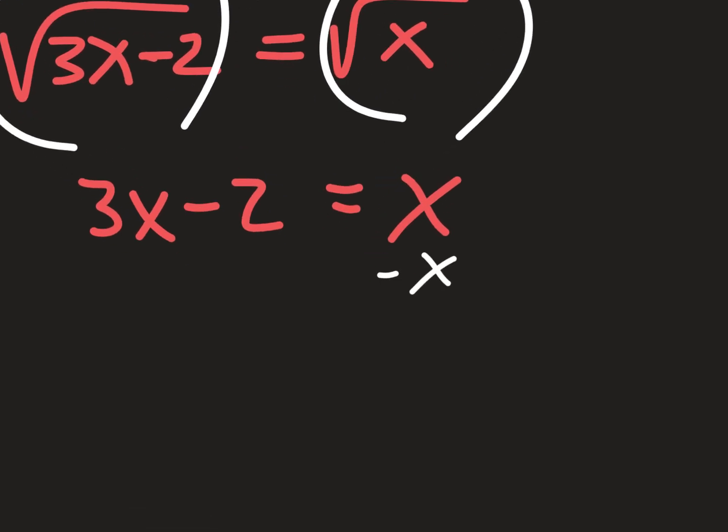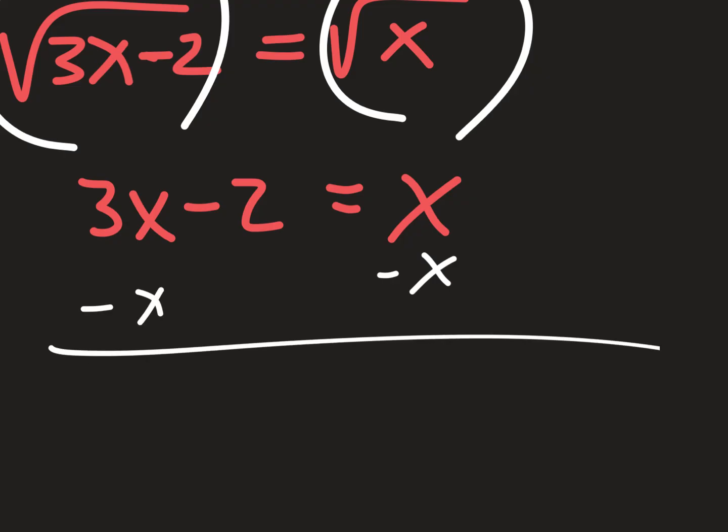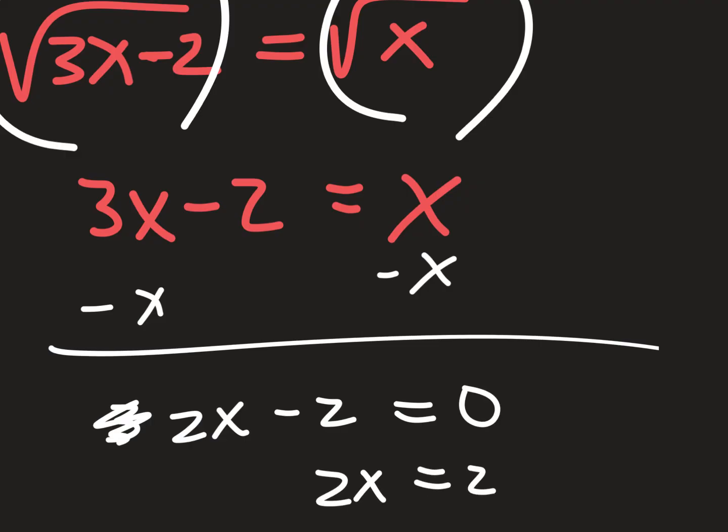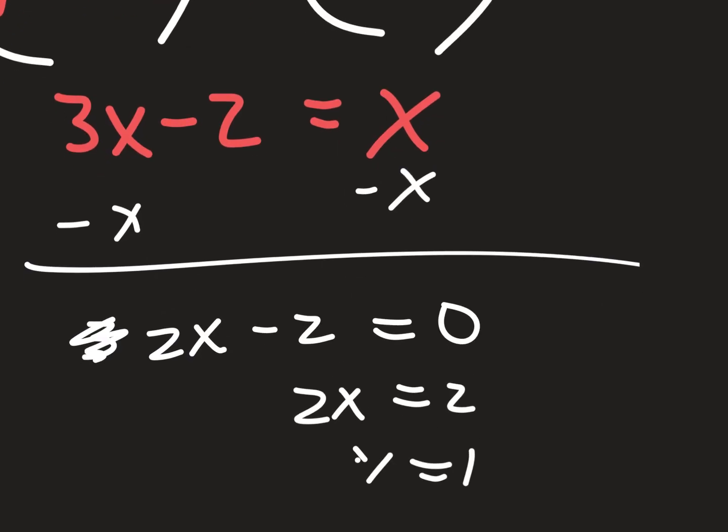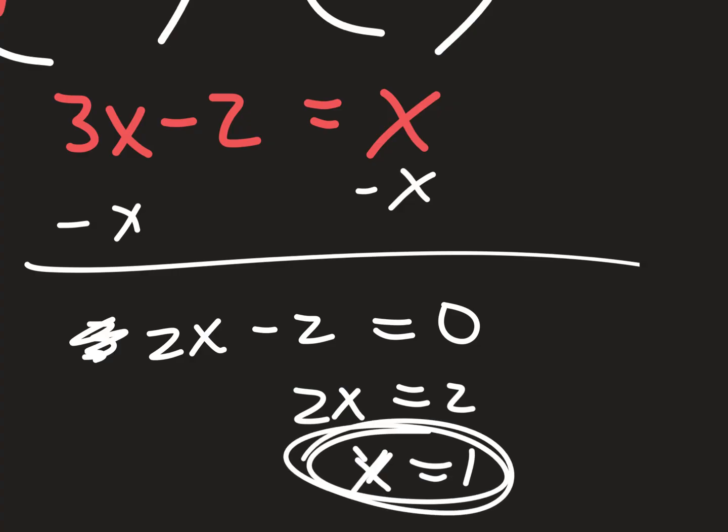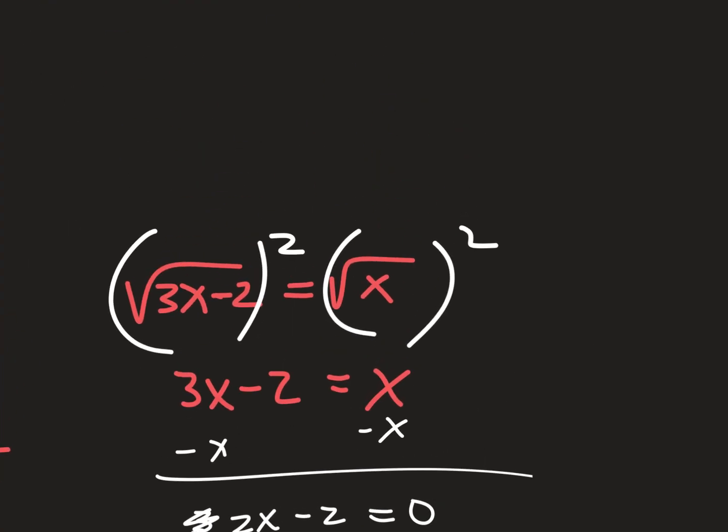And then I just take away x. And I get 2x minus 2 equals 0. 2x equals 2. X equals 1. Now be honest. How many of you actually took a second to check it? Good. Did this one work?